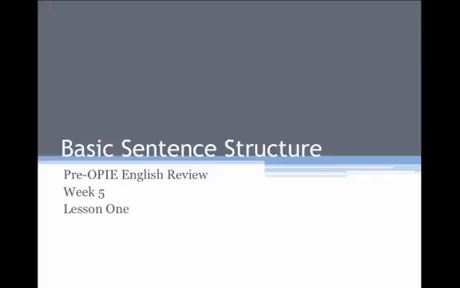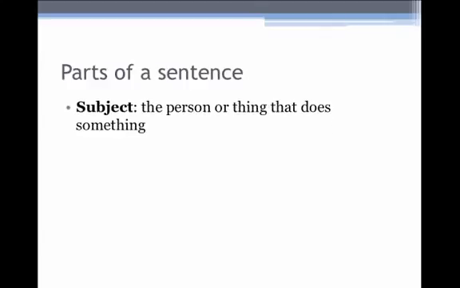Today we are going to study the basic sentence structure in English. Let's begin by going over the basic parts of a sentence. First, we have the subject. The subject is the person or thing that does something in the sentence. It is near the beginning of the sentence and is a noun. In the example, the subject is she.